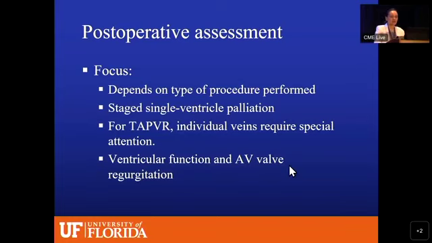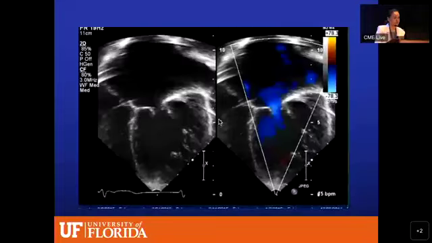Post-operative assessment focus depends on the type of procedure performed. Usually staged single ventricle palliation, especially if you can't septate, or for total anomalous pulmonary venous return. Individual veins require special attention, not just the septation, but if you have pulmonary veins that are bad or stenosed, you will have lifelong issues. And ventricular function and AV valve regurgitation, as previously mentioned, is important.